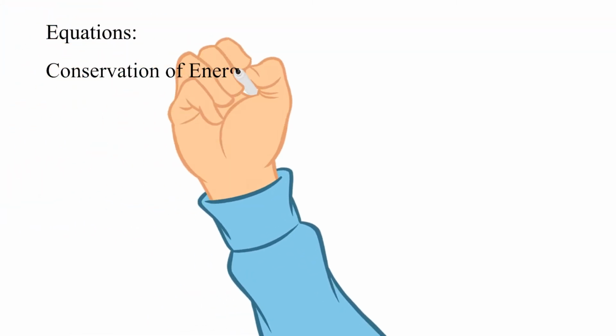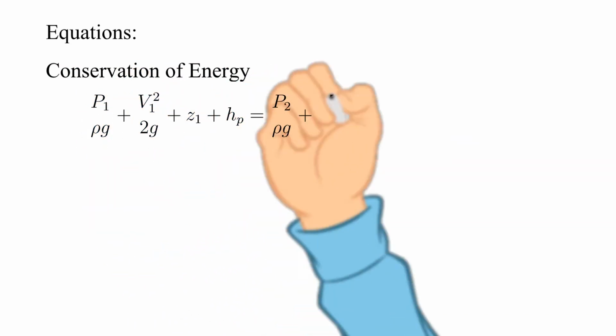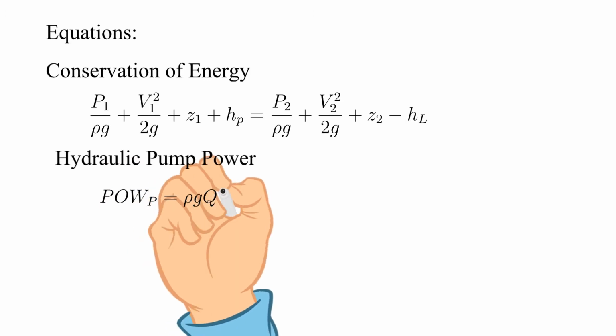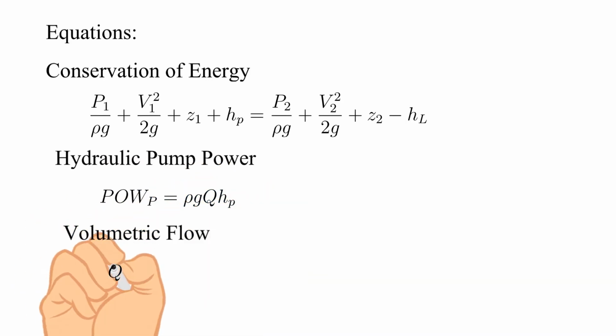These are the main equations that we will be using. Conservation of energy, in dimensions of energy per unit weight, which is length. Hydraulic pump power. And volumetric flow rate.